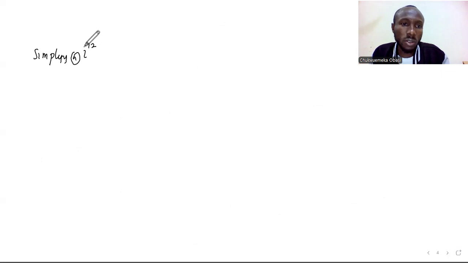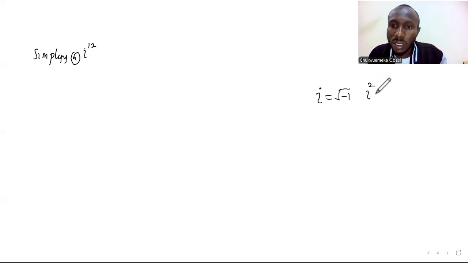All right, this is i to the 12. We want to simplify i to the 12. Now, this one is quite easy. This is complex numbers. You should know this stuff. i itself in complex numbers is the square root of minus 1. Then i squared is going to be what? i squared is minus 1, right?